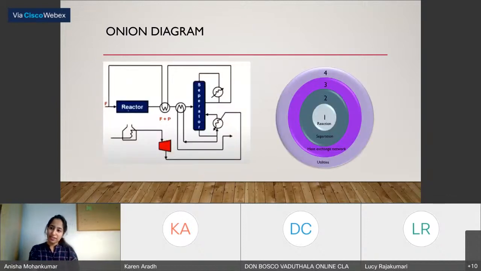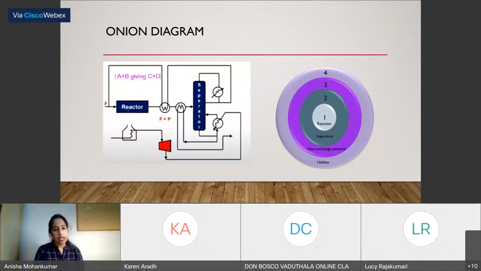So every basic design, as I said, can be represented through an onion diagram. It looks like an onion, so it's called an onion diagram. So we can take some examples now. This is a very basic flow chart, which only has a reactor and a separator. So let's take a reaction, say A plus B giving C plus D.